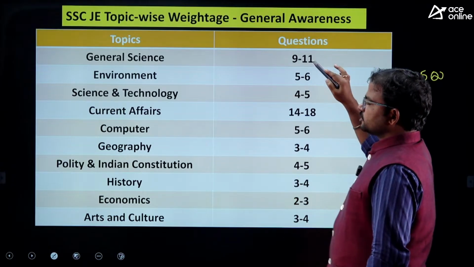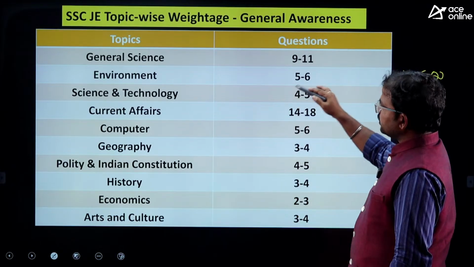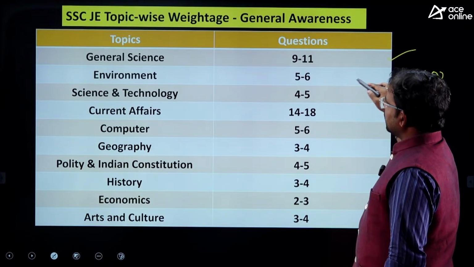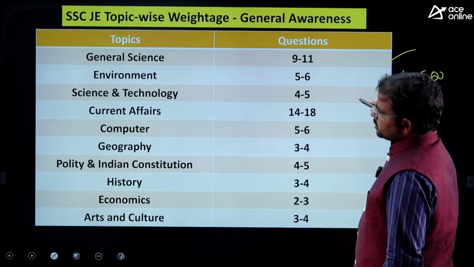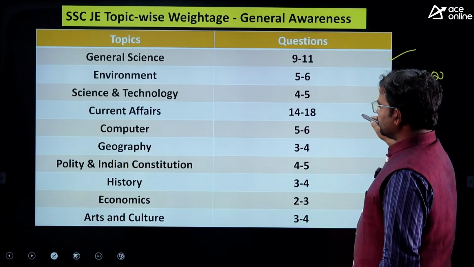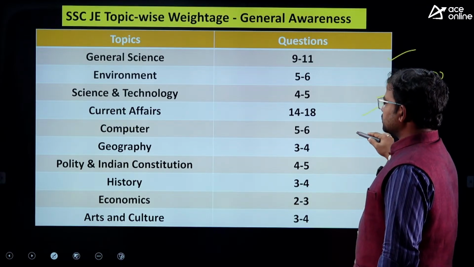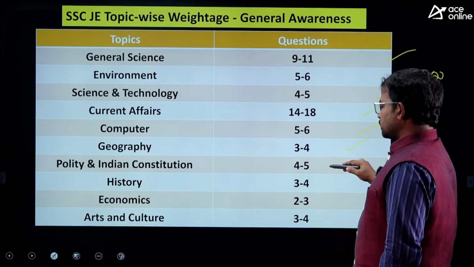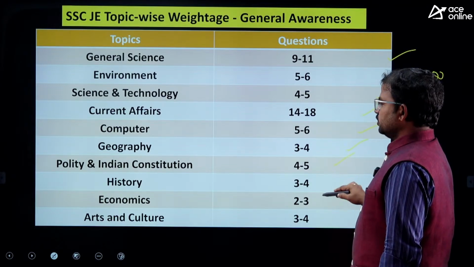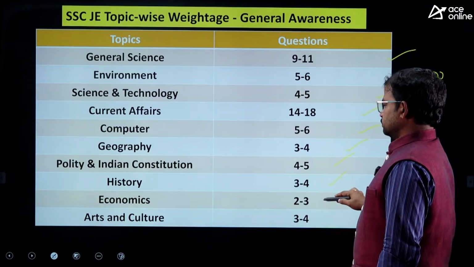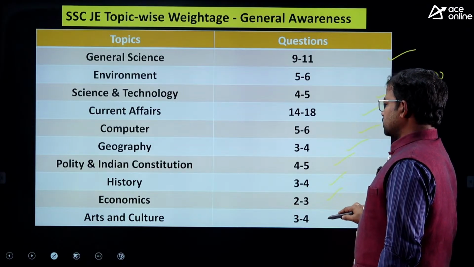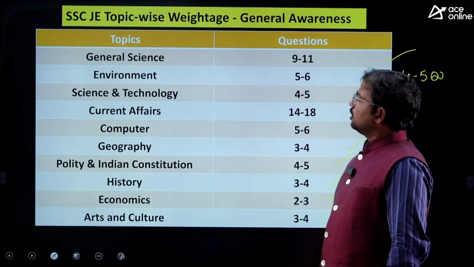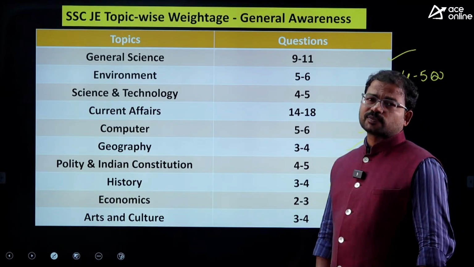In general awareness, you are getting mostly 50 questions. In that, from general science, the average weightage is 9 to 11 questions, environment 5 to 6 questions, science and technology 4 to 5 questions, current affairs 14 to 18 questions, computers 5 to 6, geography 3 to 4, polity and Indian constitution 4 to 5, history 3 to 4, economics 2 to 3, and arts and culture 3 to 4. So these are the average weightages from the general awareness point of view.